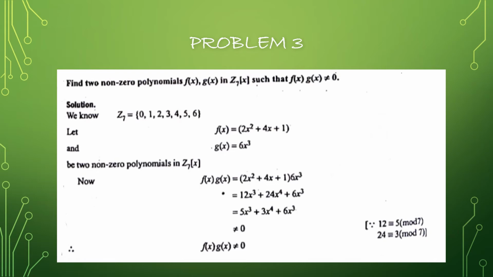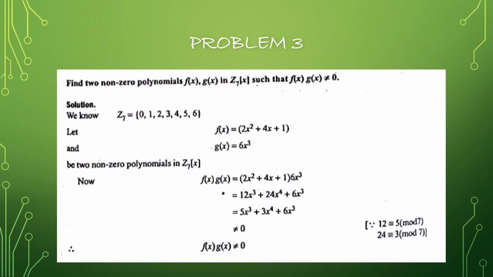Now you might ask me, there is a big question arising here for the students. How can I write this as 2x square plus 4x plus 1, and how could I write the other as 6x cube? Will it satisfy? Okay, my only concern here is that it is absolutely your wish. You can choose randomly any two polynomials of your kind, so that they belong to Z7. These two polynomials should belong to Z7.